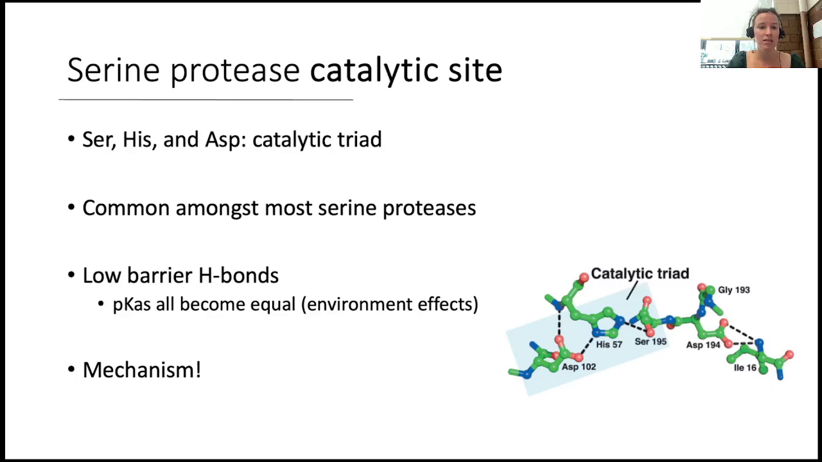And so in this enzyme class, we have a shared catalytic site among most serine proteases of serine, histidine, and aspartate. This is our catalytic triad. So this is what's in our catalytic site, also pictured down here below on the right-hand side of the screen.